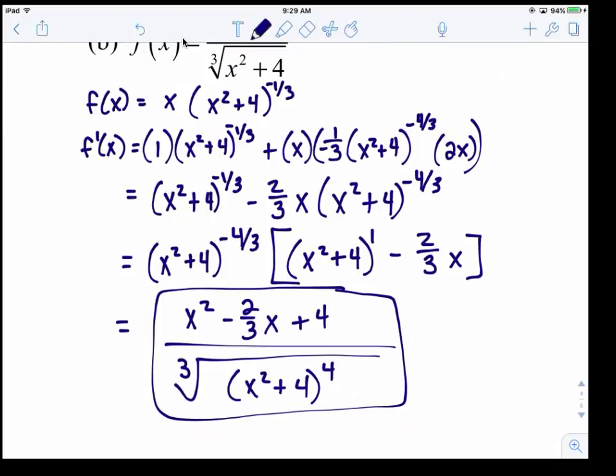So you always just want to look for the smaller exponent. Yeah. Right.